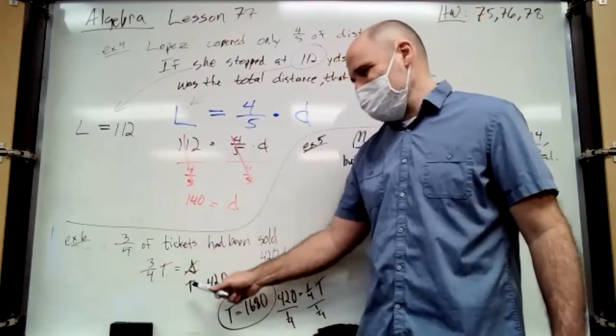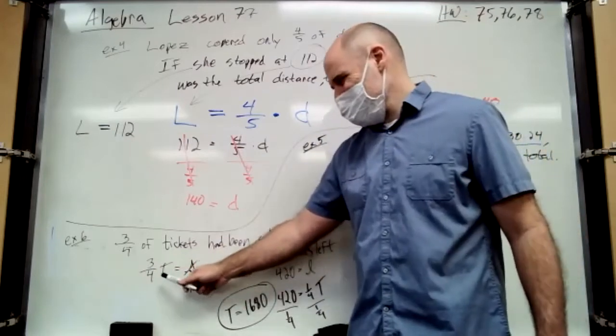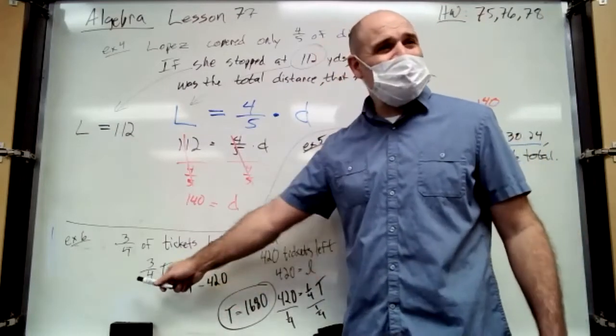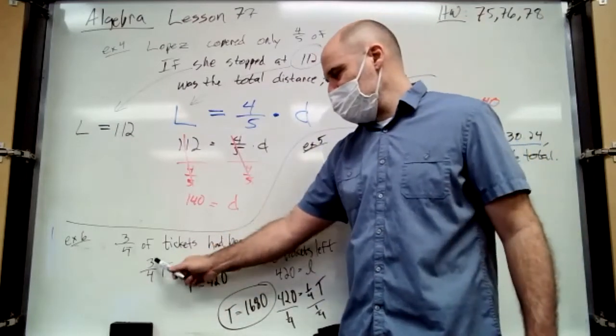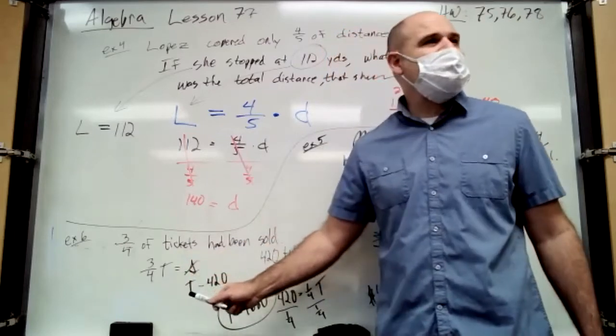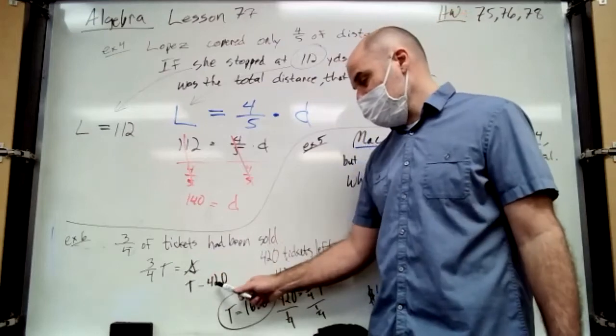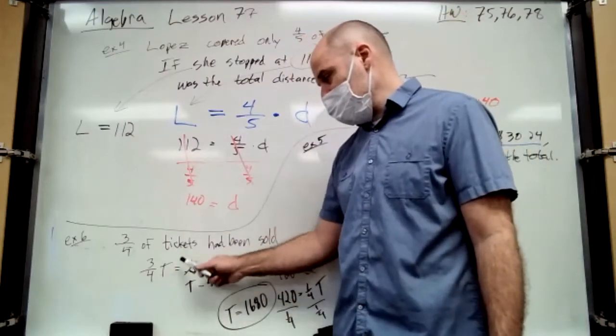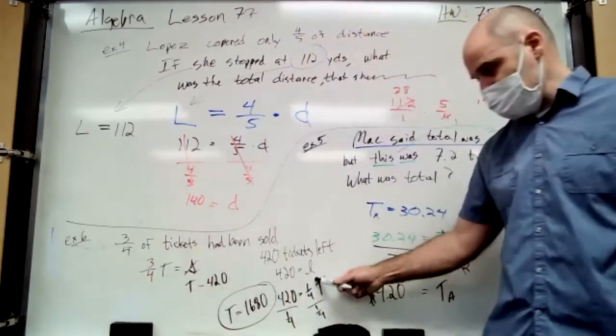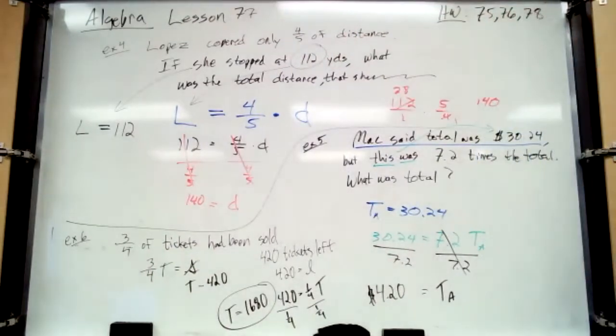Combine like terms, and look what happens. You've got variables on both sides. Get rid of the smaller one. What happens when you take 3/4 t away from 1 t? You get 1/4 t. Put the negative 420 over here. You get 1/4 t equals 420. Same equation. Okay? So either way, you'll get it.